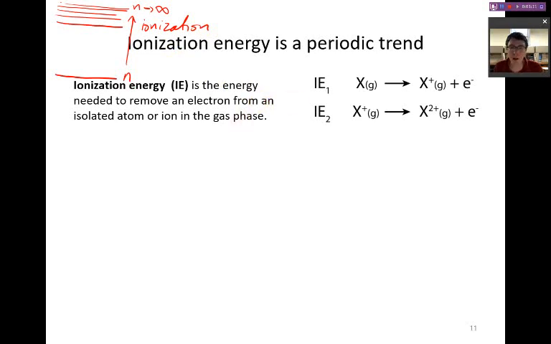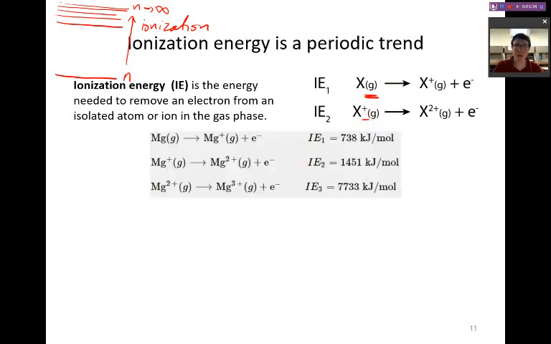Now, in terms of the mathematical definition, ionization energy requires that the element be in the gas phase. And so we're talking about the energy required to remove an electron from an isolated atom or ion if it's in the gas phase. When it is an ion, then we're talking about having done successive ionizations.